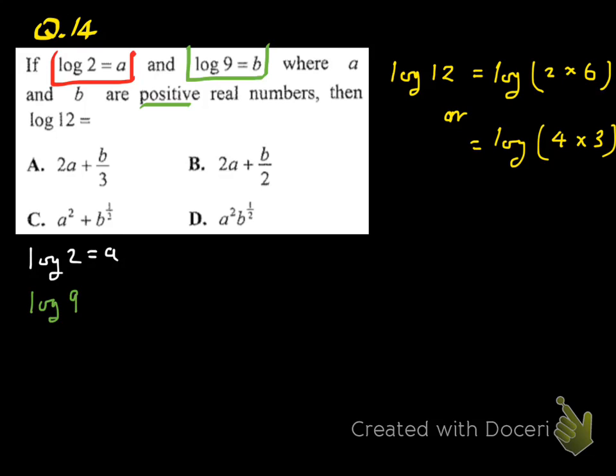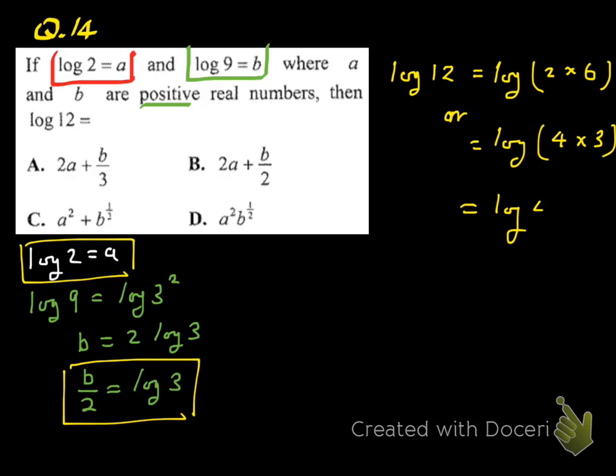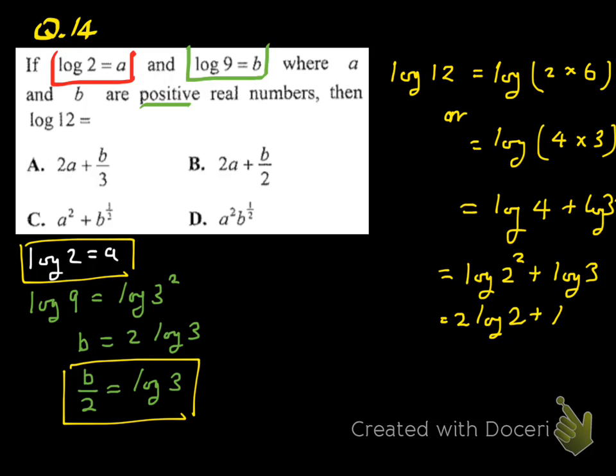So log 2 is a, but log 9 is actually log of 3 squared, and that is 2 times log 3. So b over 2 now is equal to log 3. So I could use that now back in my expression for log 12. But log 4 is actually log of 2 squared. So here we are, the answer is B.